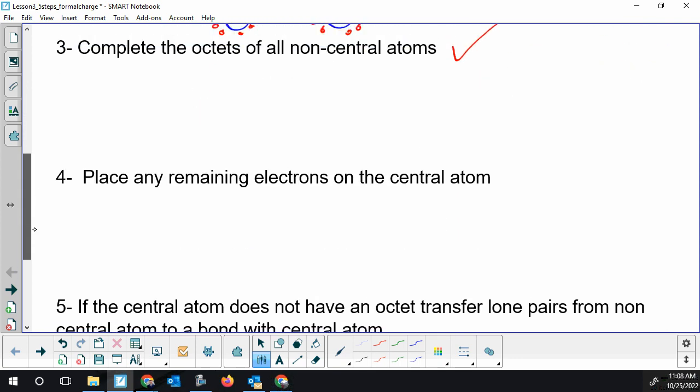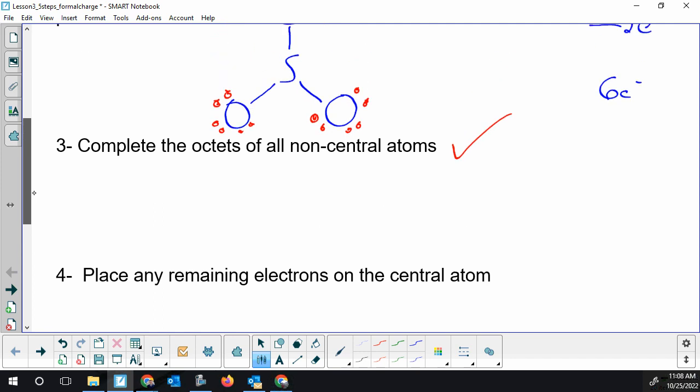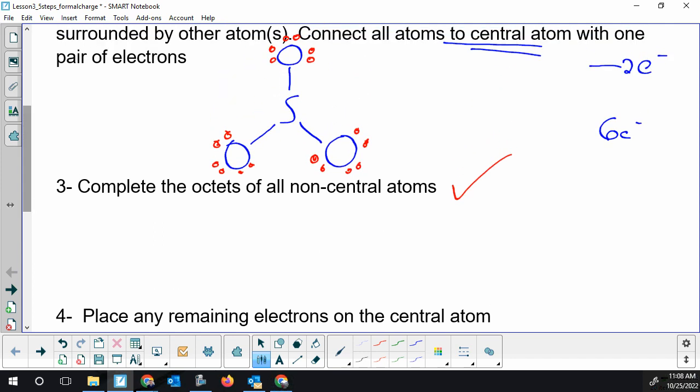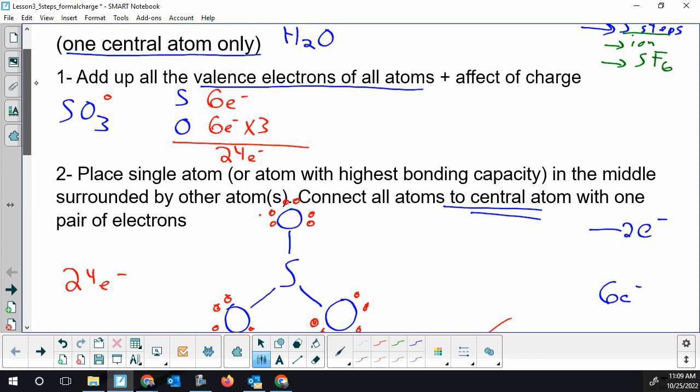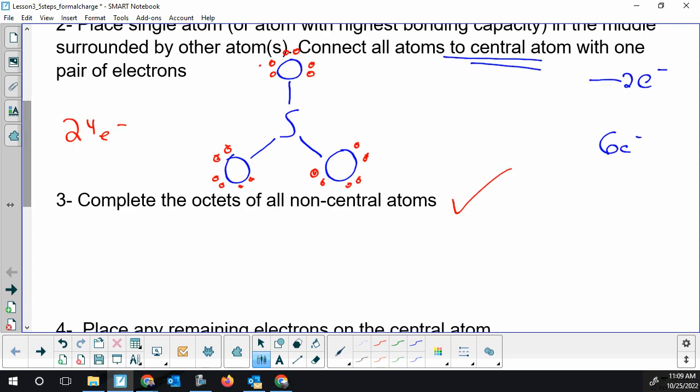Okay. Place any remaining electrons on the central atom. Well, let's count. Hopefully I haven't used up more. There's 24 electrons, 2, 4, 6. The blue ones are 8, 10, 12, 14, 16, 18, 20, 22, 24. I've put in 24 electrons, and I only had 24. So all of my electrons have been accounted for. I have none left.